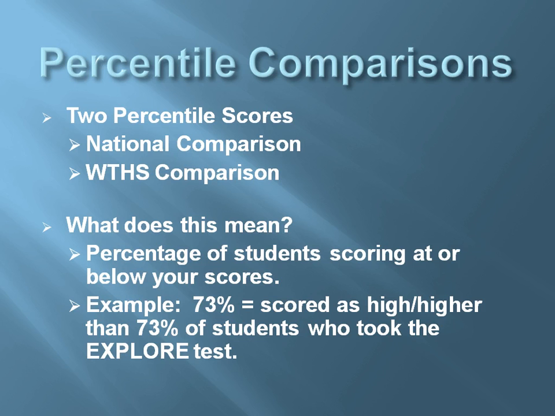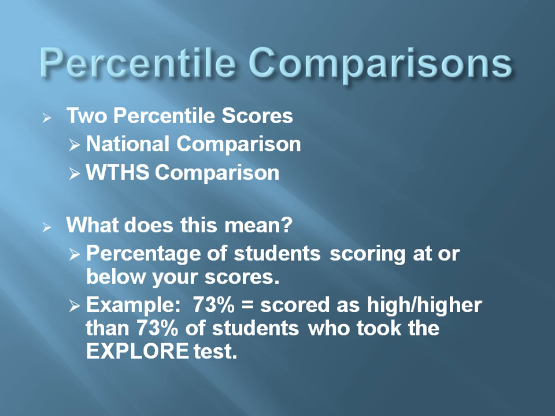Percentile comparisons. On your score report, you will see two columns with percentages. The first column says, in the U.S., fall 9th grade. That compares your score to all the students nationwide who also took this test. The second column on the right-hand side says in your school. That gives you a comparison of your score to all the students at Warren that took the test.